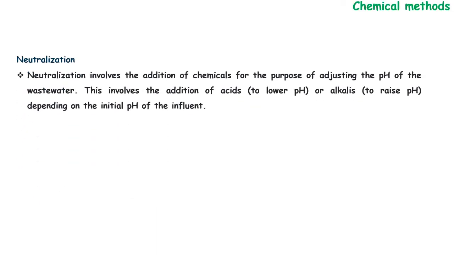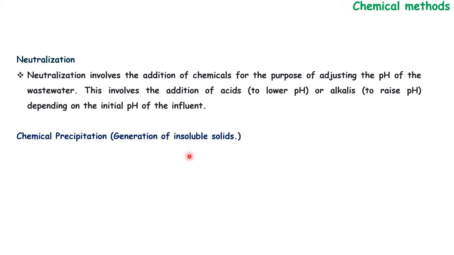So let's see a few steps that are involved in chemical methods. The first one, which I consider very important, so I put it here, is neutralization. In neutralization, once the water has passed from the secondary treatment to the tertiary treatment, its pH will be either too acidic or too alkaline. So we have to neutralize the pH. For that, they will add different chemicals to neutralize the pH of the water.